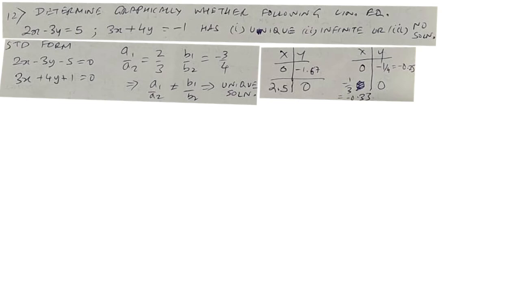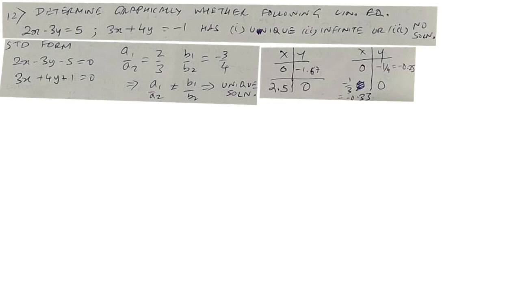First, you need to find 2 points for line 1. So for line 1, if you put x equal to 0, you will get minus 3y minus 5 equal to 0, or y is equal to 5 by minus 3, that is minus 1.67. Similarly, if you put y equal to 0, you will get 2x minus 5 equal to 0, which means x is equal to 5 by 2, that is 2.5. So these are the 2 points through which line 1 goes.